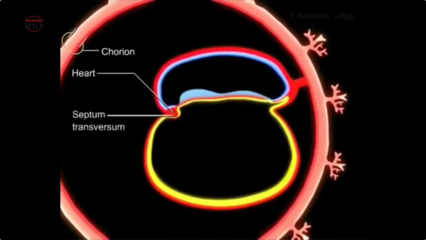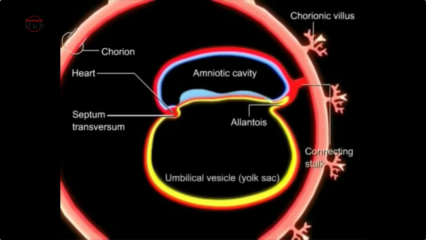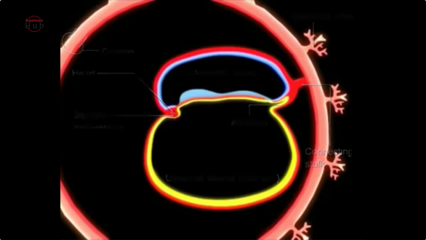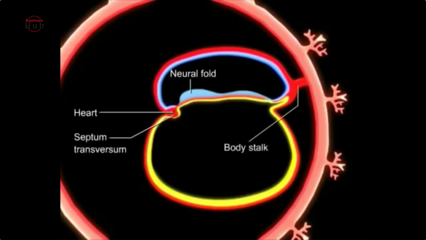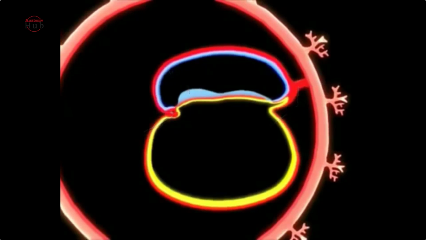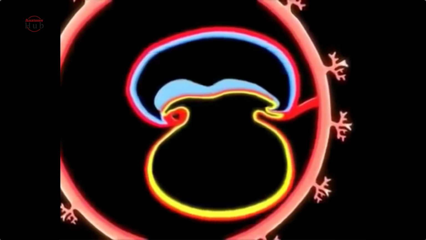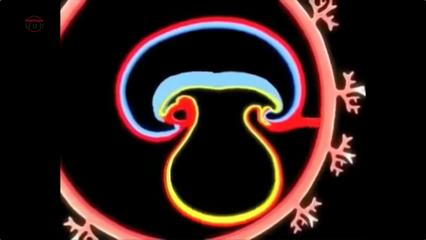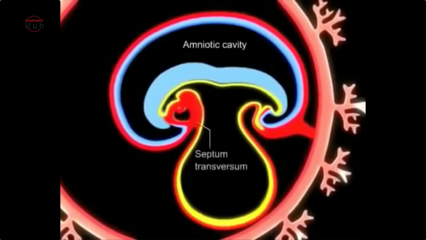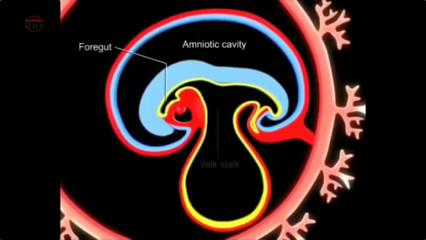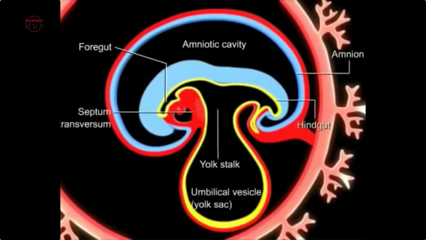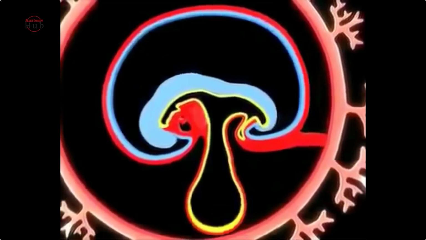So in head fold formation, there is rapid growth of the neural tube, that is the primordium of the brain. The part that forms the forebrain grows cranially beyond the buccopharyngeal membrane, and this brings the developing heart, its pericardial cavity, and the septum transversum to the ventral side of the embryo. During this process, the dorsal part of the yolk sac is incorporated within this fold. It forms the foregut.